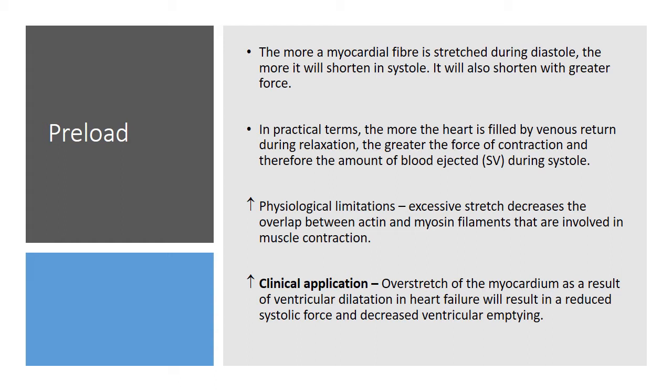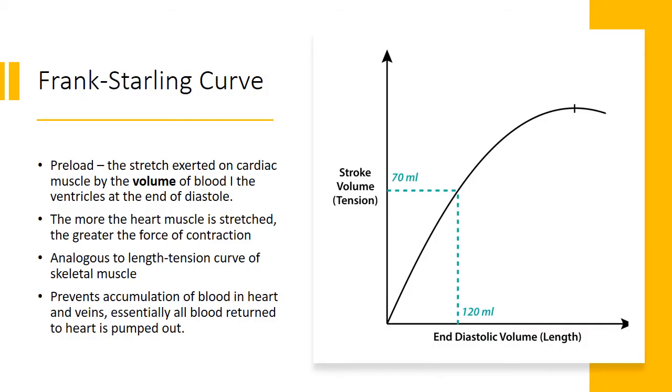And this is the point at which we reach heart failure. So actually, if we move to the next slide now, what we have is the Frank-Starling curve. Now, what this curve shows us is that we've got stroke volume up the y-axis, and then end diastolic volume along the x-axis.